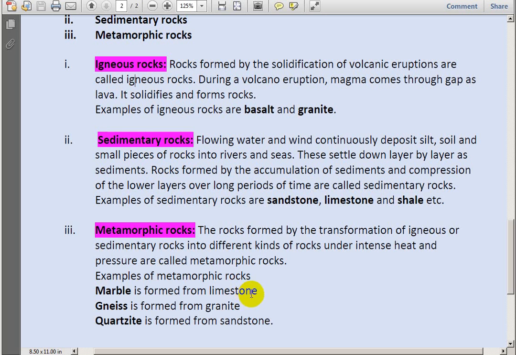Limestone transforms into marble, granite transforms into gneiss, and from sandstone, quartzite is formed. This is transformation. When igneous and sedimentary rocks transform into new types of rocks, they are called metamorphic rocks. Metamorphic rocks are marble, gneiss and quartzite. Sedimentary rocks are sandstone, limestone and shale. Igneous rocks are basalt and granite.